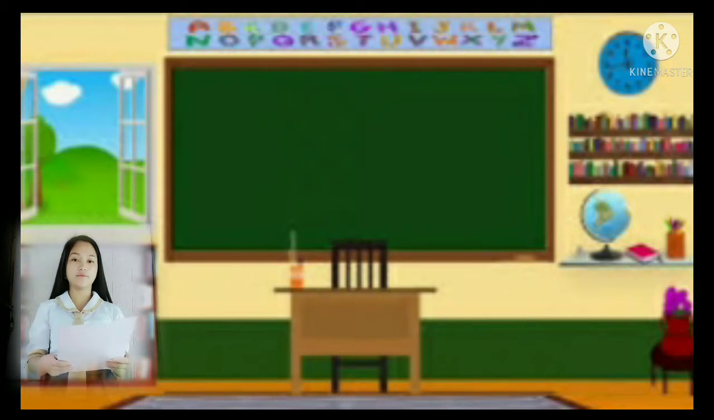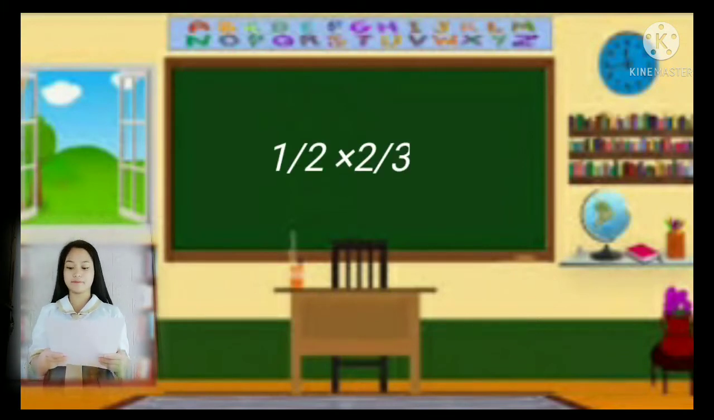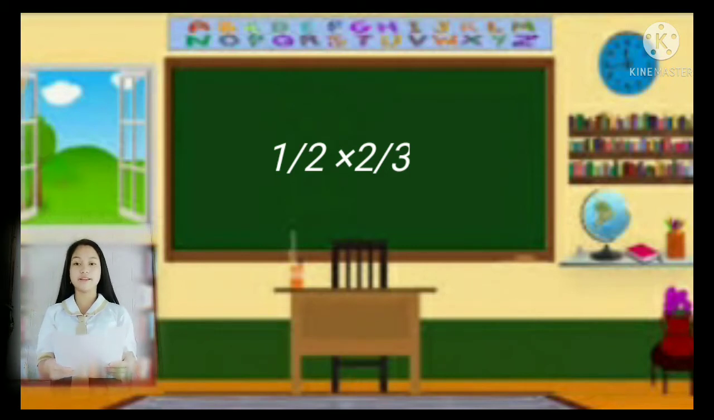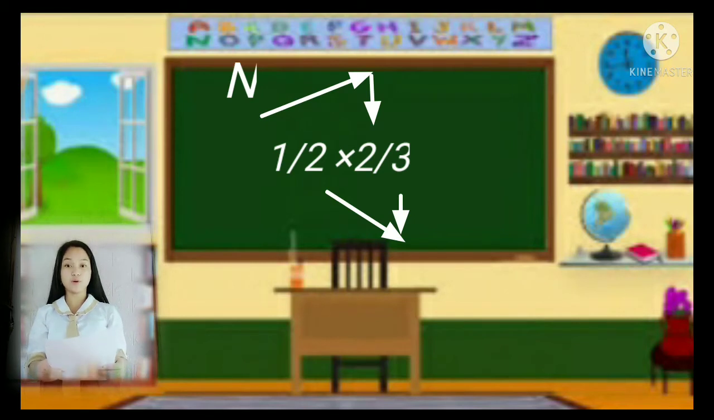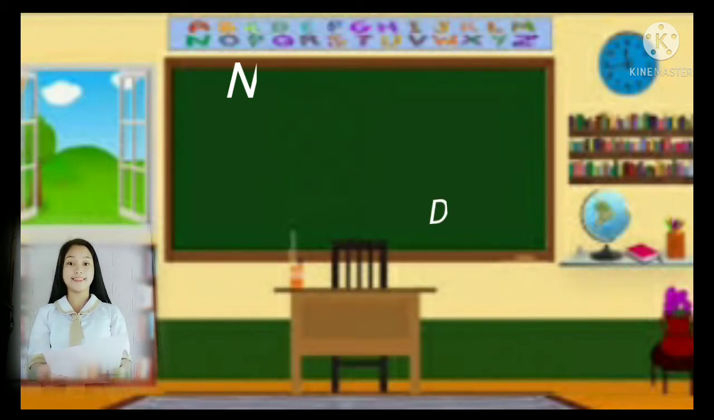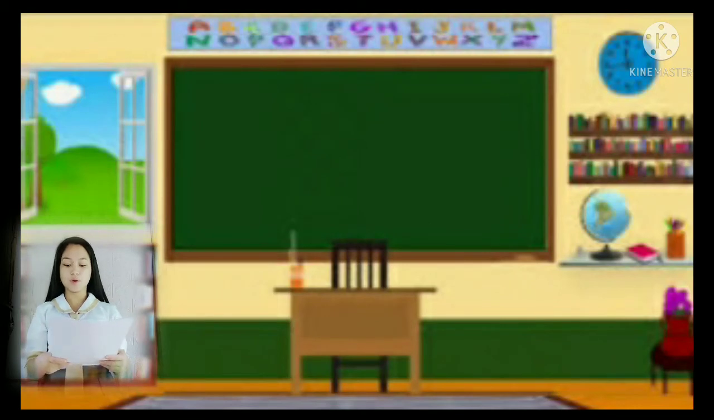Okay, I have here an example. For example, 1/2 multiplied by 2/3. The numerator will be found at the upper part of the fraction, which is the 1 and 2. Then the denominator will be found in the lower part of the fraction, which is 2 and 3. So how are we going to multiply these fractions?